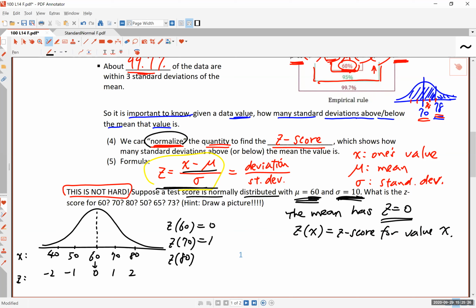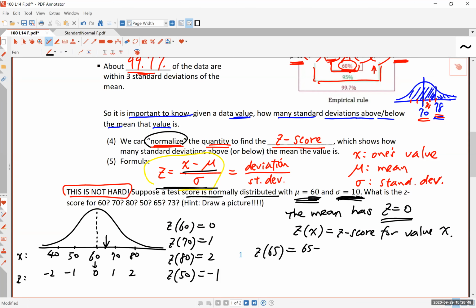Z of 80 is 2, and Z of 50 is -1, and so on, right? So what is the Z of 65? 65 would be right here. If you get a 65 on this test, what is my Z-score? How many standard deviations above the mean am I?